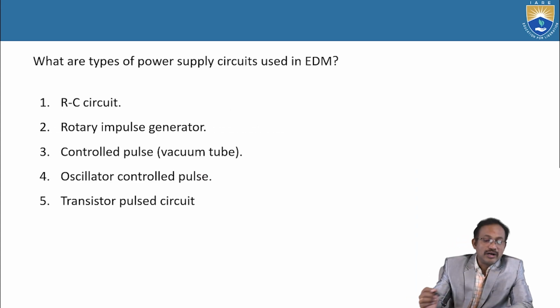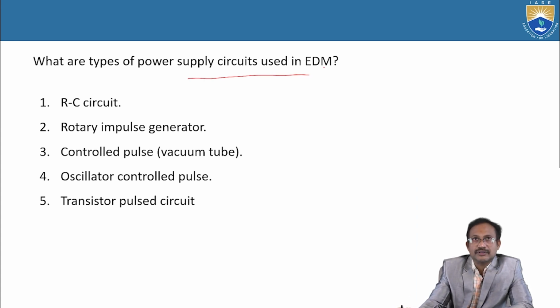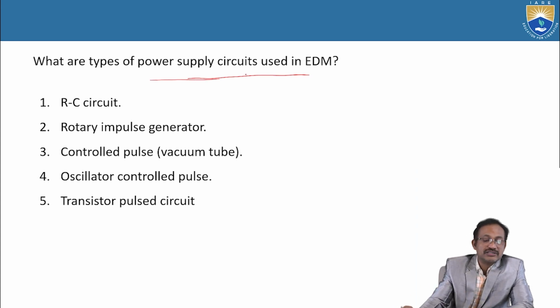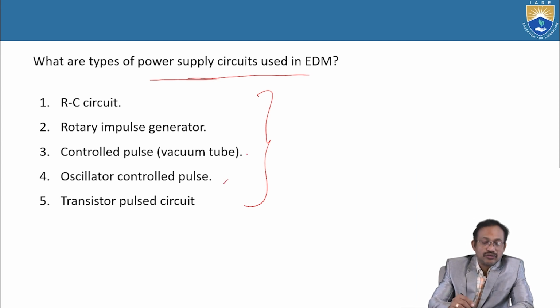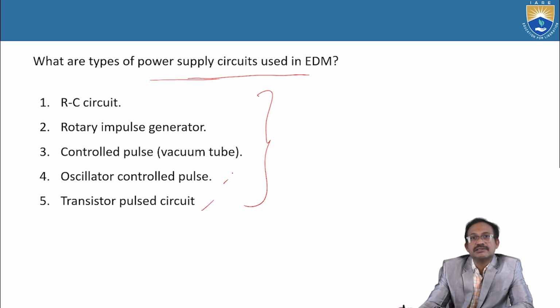What are the types of power supply circuits used in EDM? The following are the power supply circuits used in electrode discharge machining: RC circuit, rotary impulse generator, controlled pulse, that is vacuum tube oscillator controlled pulse, and transistor pulse circuit. These are the various types of power supply circuits used in electrode discharge machine.